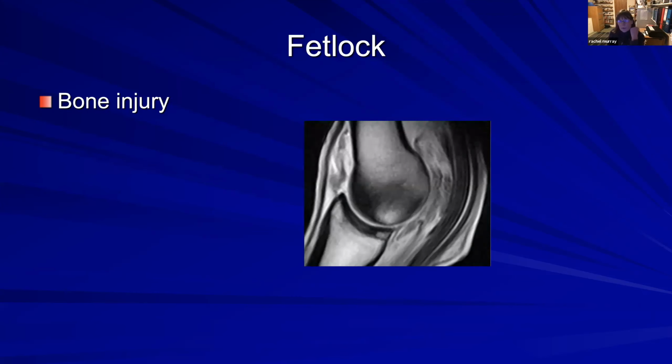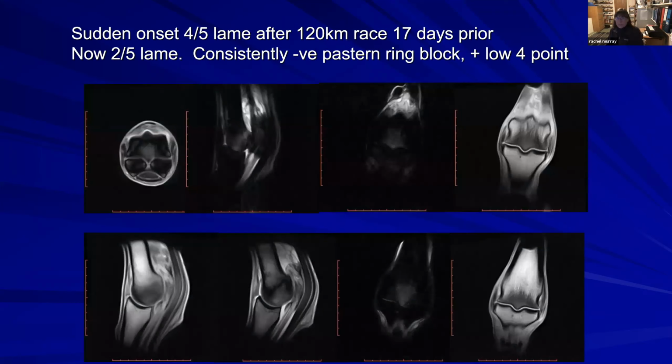What about the fetlock? Following fetlocks can be really useful, particularly for bone injury. So this is an endurance horse, and here we're looking at third metacarpal bone injury. This horse had sudden onset severe lameness after a 120k race, 17 days prior to imaging.